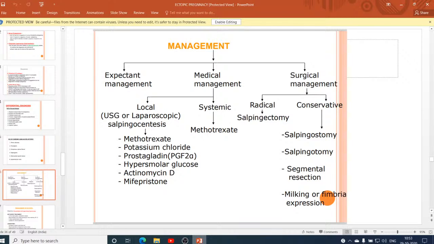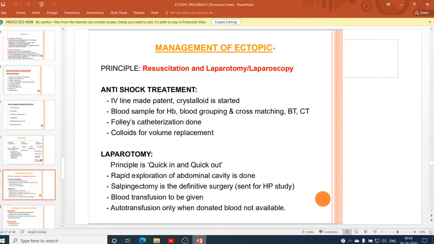Then surgical management. In surgical management, it is divided into radical and conservative. Radical is salpingectomy, that is the tube will be removed. Conservative: salpingostomy, we will cut the tube and then restitch that tube. Salpingotomy, and then segmental resection, where part of the tube we will remove and then stitch both ends closed. Segmental resection. Okay, milking or fimbrial expression.